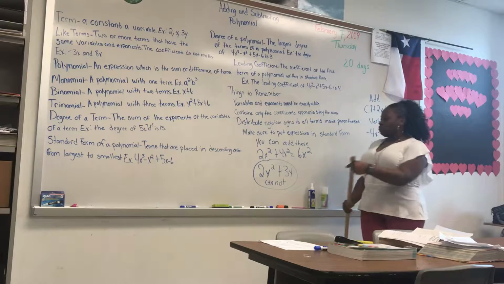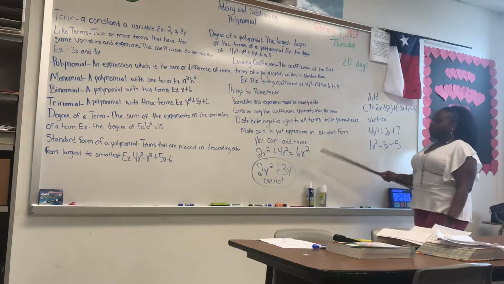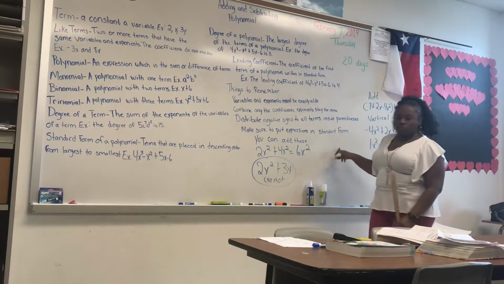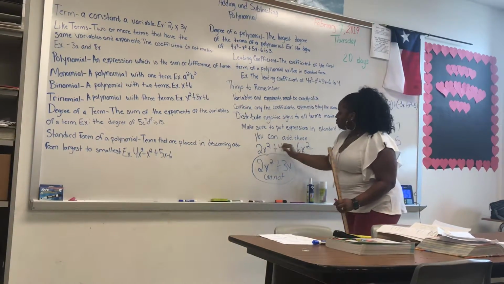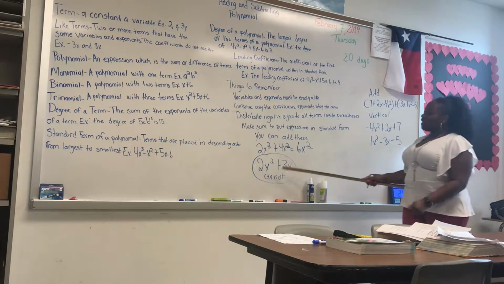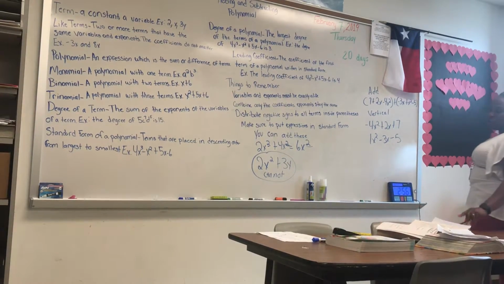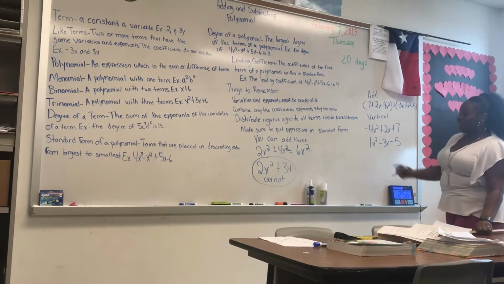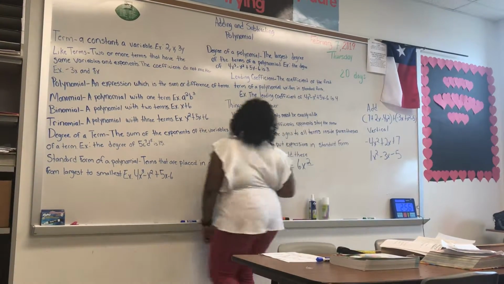You can add these two terms. 2x squared plus 4x squared will give me 6x squared. Do you see how the exponents stay the same? This expression you cannot do: 2x squared plus 3x, because they are not like terms. So please do not write it this way. It cannot be added. I'm going to erase this.